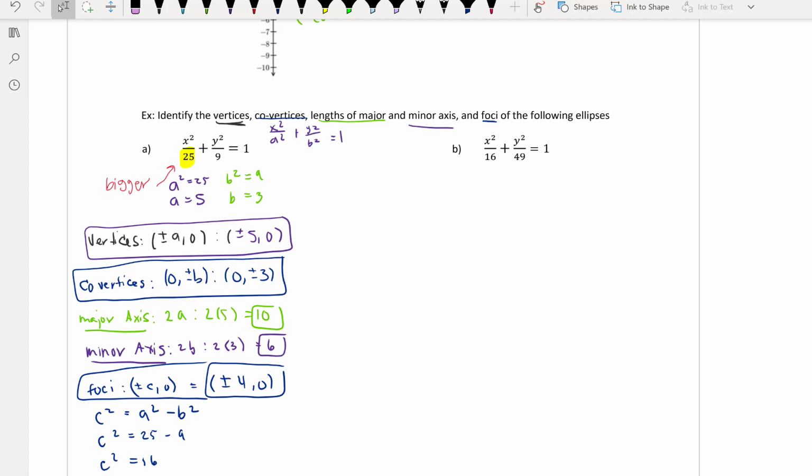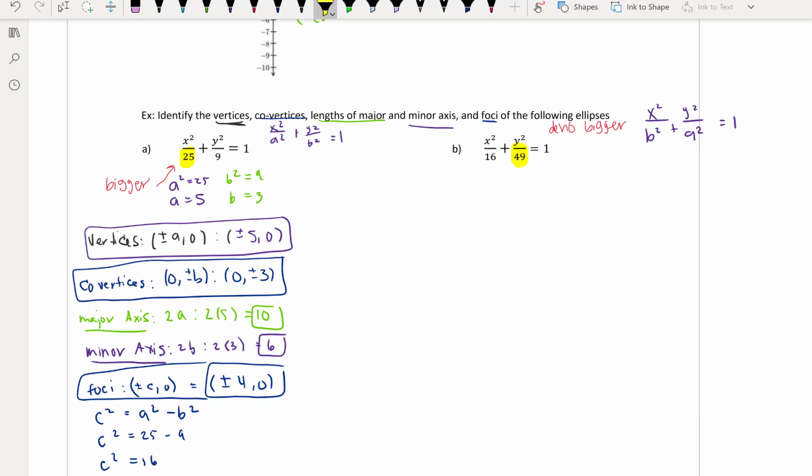Again, we want to be looking at this denominator. Let's see what we have. The denominator is bigger in the y. So this denominator is bigger. We're going to be following a slightly different outline. The outline we're going to be looking at is x squared over b squared plus y squared over a squared equal to 1.